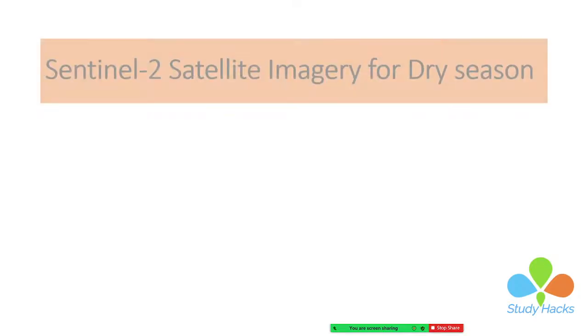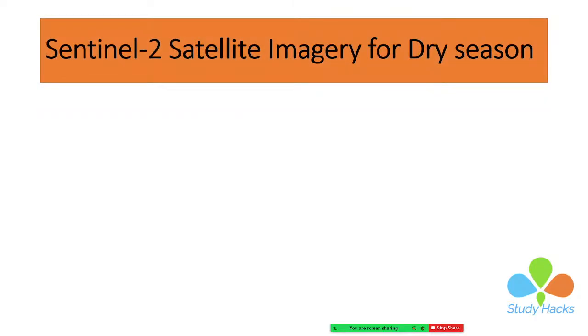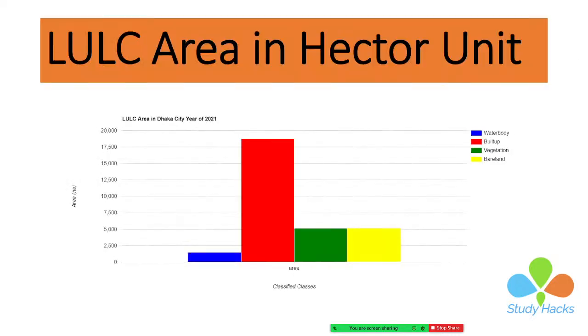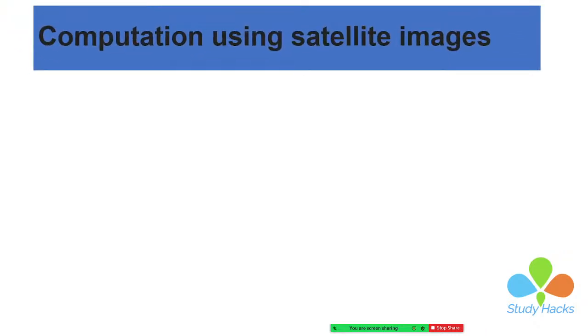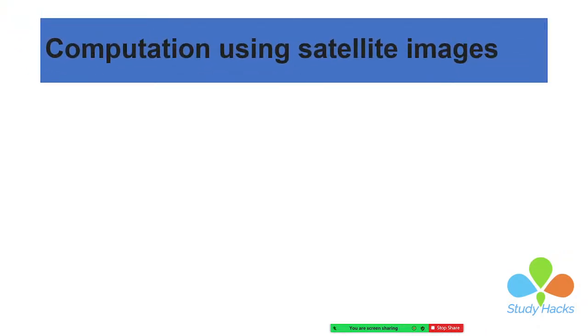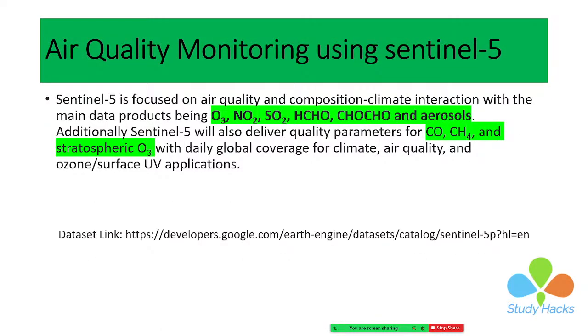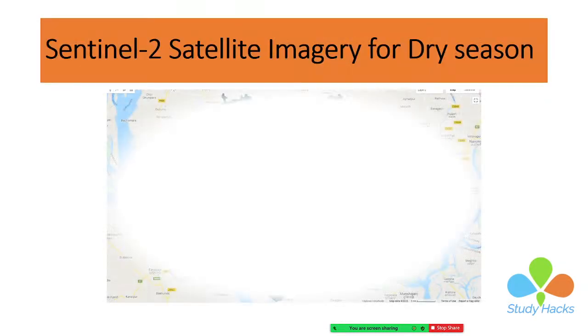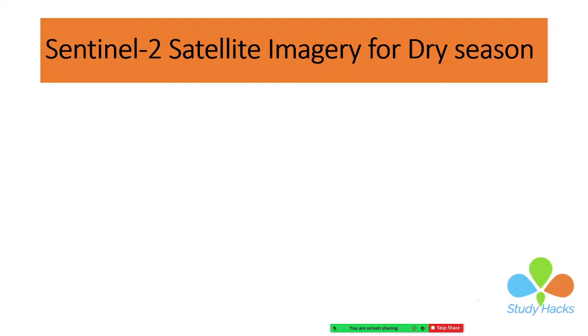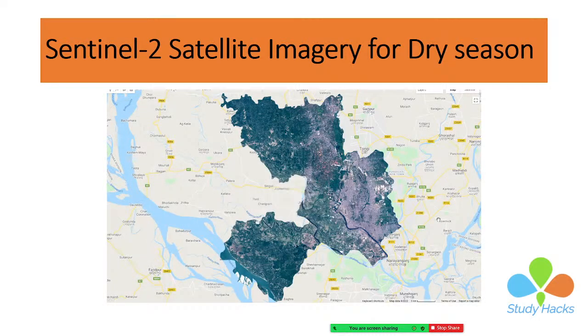This time I will try to show you how you can easily work with Sentinel-2 satellite imagery, and we also calculated the NDWI using this Sentinel-2 satellite imagery. You can see Sentinel-2 imagery for the dry season. This is the image for the dry season of Dhaka district. Here you can see this is the dry season satellite imagery.